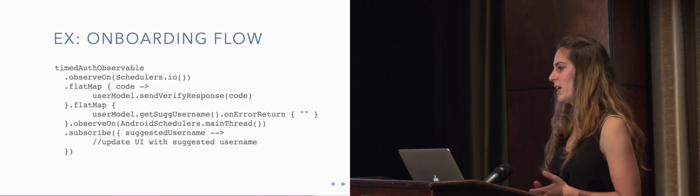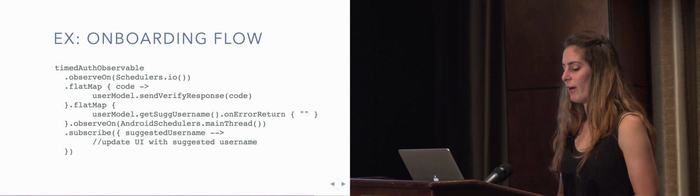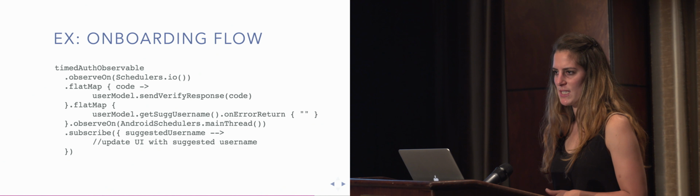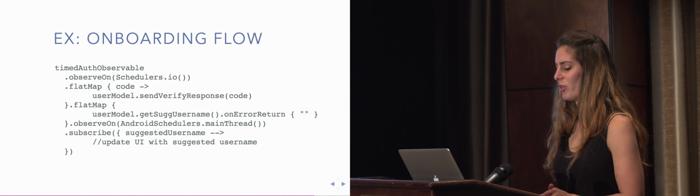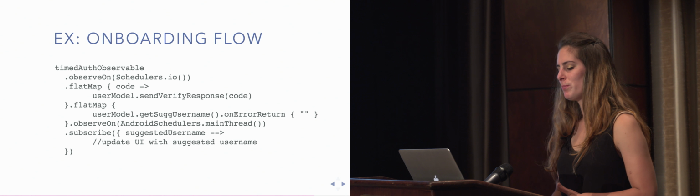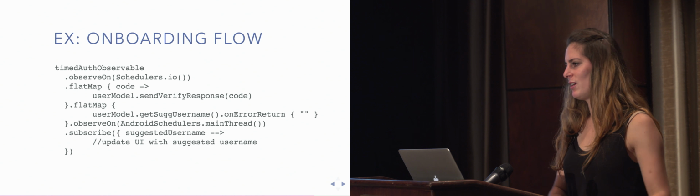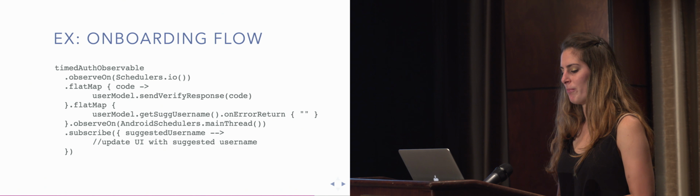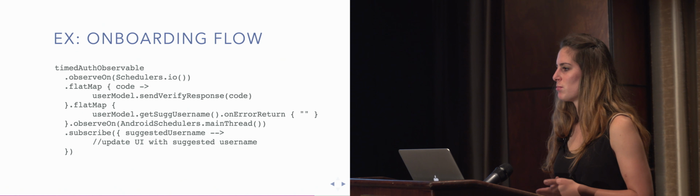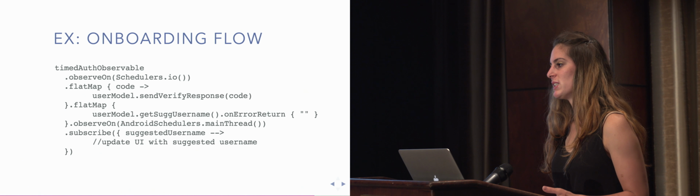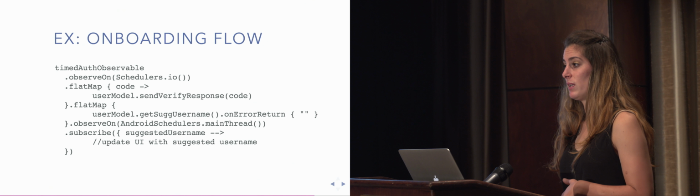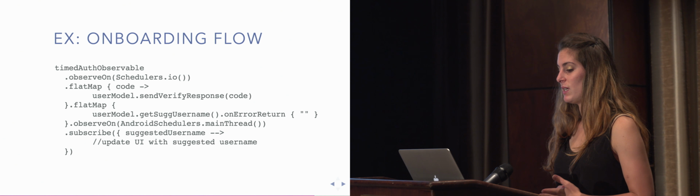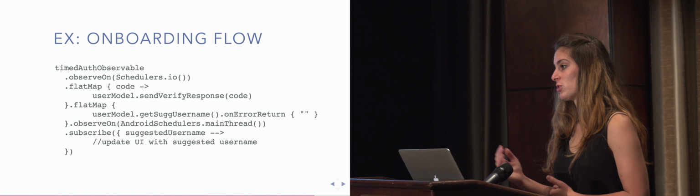And then you can put that on the I/O thread because you're hitting the network. And then maybe you want to do things downstream. What this is not important. I've kind of added some pseudocode, like you want to verify your response, and then now that you're logged in, you want to get a suggested username so they can finish onboarding with their suggested username. So what's going on here is less important than how it's going on, which is that your entire auth flow is now in these 8 lines of code, and you're managing where that code is running very easily by using observe on and subscribe on.